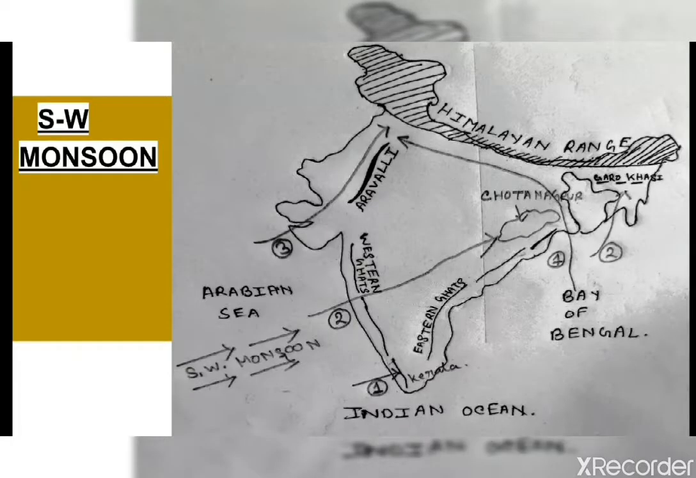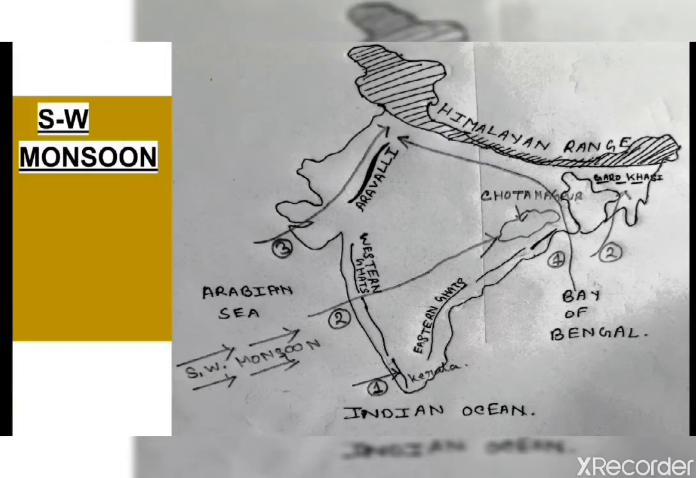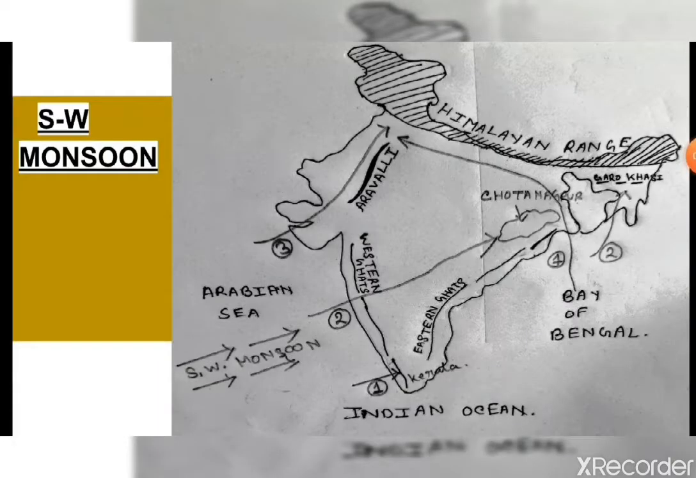Let's see this map here. The Arabian Sea branch of this southwest monsoon first hits the Western Ghats and brings rainfall in Kerala, okay, which is in the first week of June, and then the second part of this southwest monsoon brings rainfall, as you can see, directly to the Chota Nagpur plateau area, okay. Chota Nagpur plateau and central India, okay.